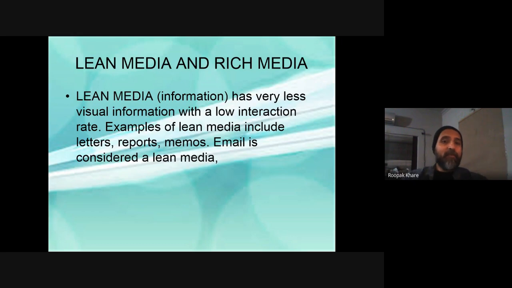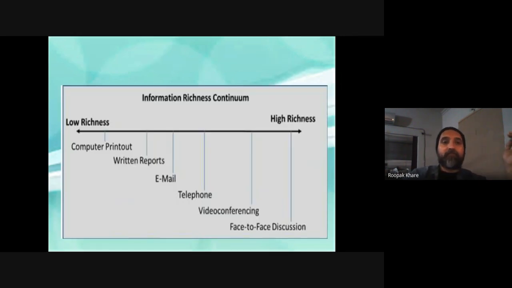What is an example of lean media? Letters, reports, memos, right? Email is also considered lean media. But otherwise, on social media, if you make a small video, it will be rich media. So here in this chart, we have given examples. Low in richness, a computer printout is very low in richness, right? So lean media. Written reports, a little more interactive, but then it is also lean media. Email, lean media. Telephone becomes somewhere in between. Video conference is more of a rich medium. And then face-to-face discussion is very rich media.